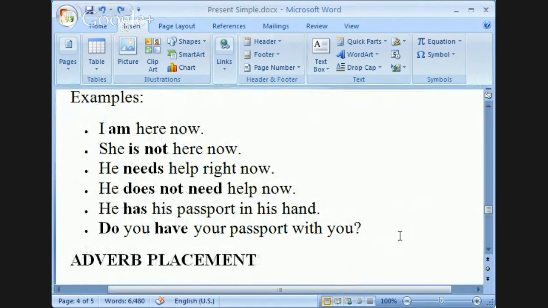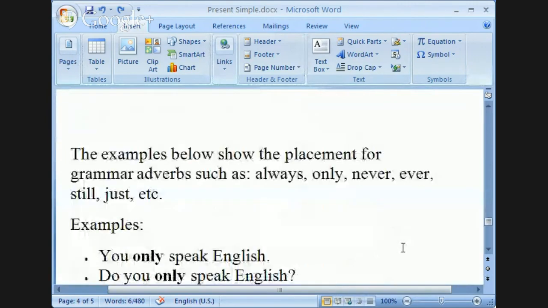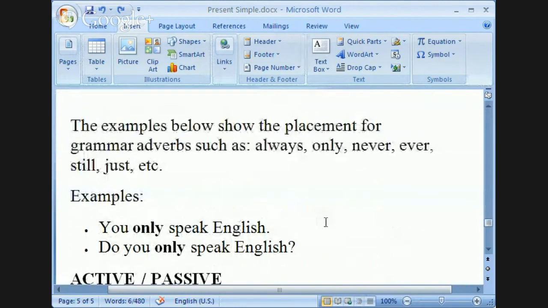The words always, only. Oh, adverbs. Yeah. Okay. Those words going to before the verb. Those are always going to be before the verb. No, I'm sorry if I confused you. It shows the placement for grammar adverbs. Usually this is where you want to put it. It is what I was trying to state to you. It is possible to move this around, but it changes the meaning.